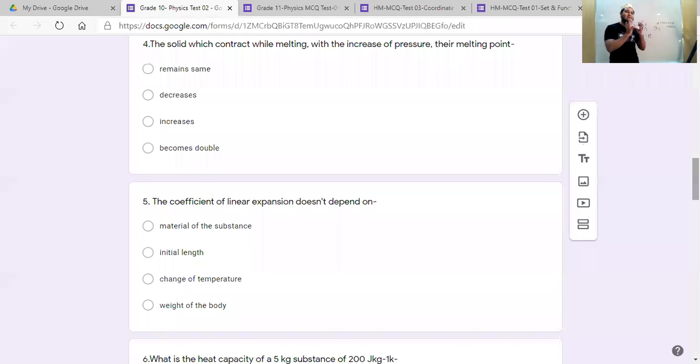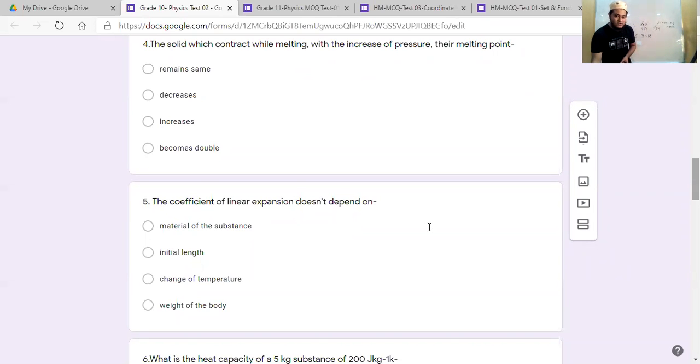While the ice is melted, it contracts, and while the water is frozen back into ice, it expands. Water is an exceptional substance. Okay. So with increase of pressure, the melting point of such thing, what will happen? If you increase the pressure, the melting point will go down. So the melting point will decrease. Nothing to discuss. You have to just keep it in your mind.